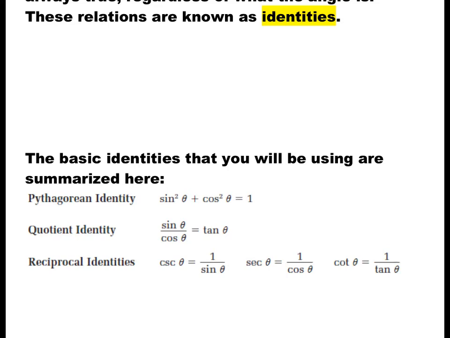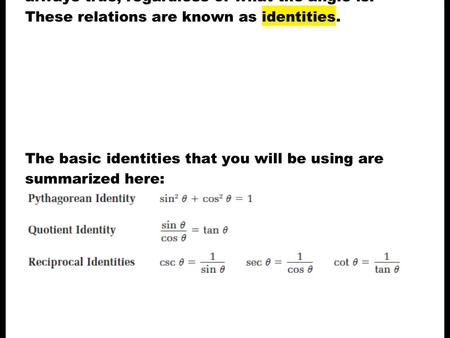Now, the reciprocal identities, we just showed you in the previous video, are our definition: writing 1 over sine theta, we are going to write cosecant theta. So these are just definitions. But the other ones, like the Pythagorean identity and the quotient identity, we can prove to be always true.